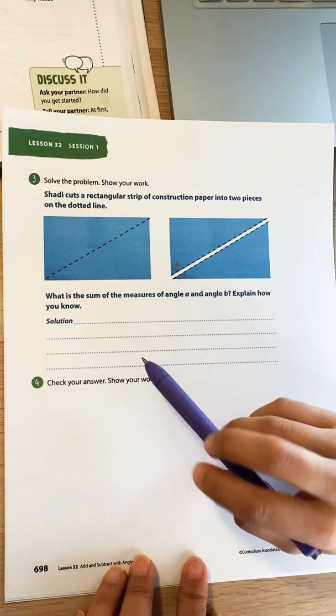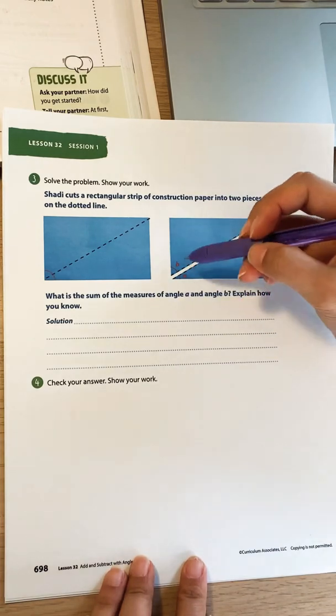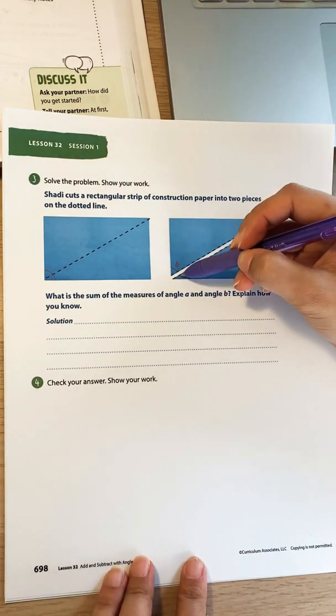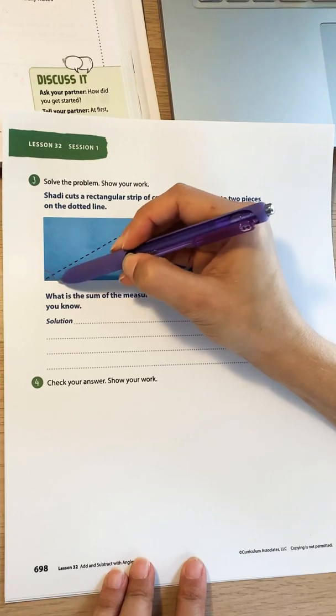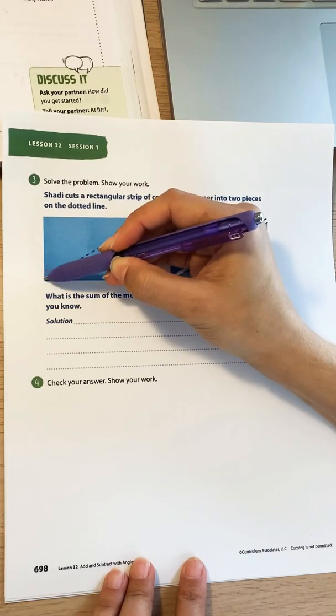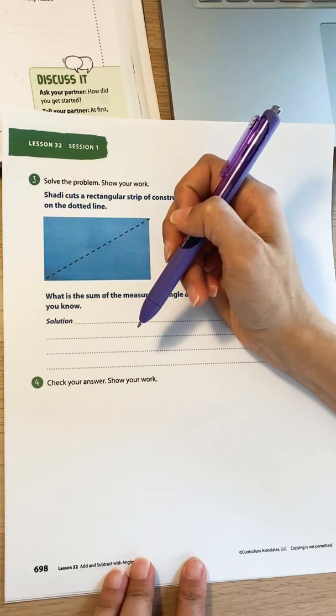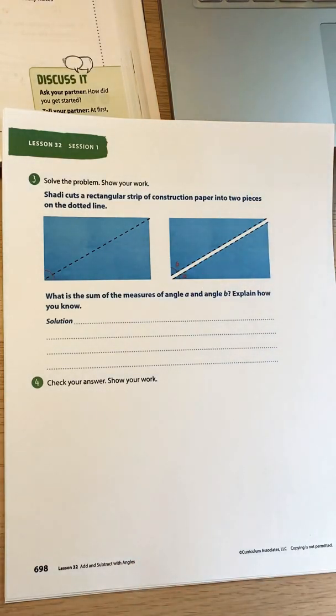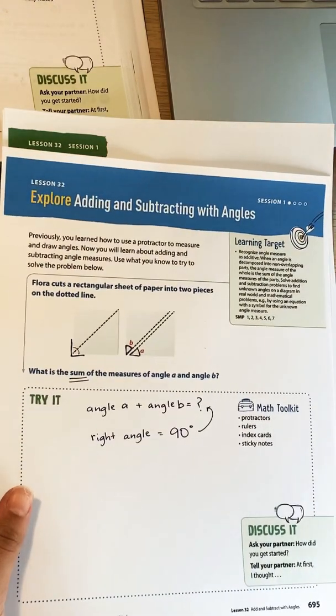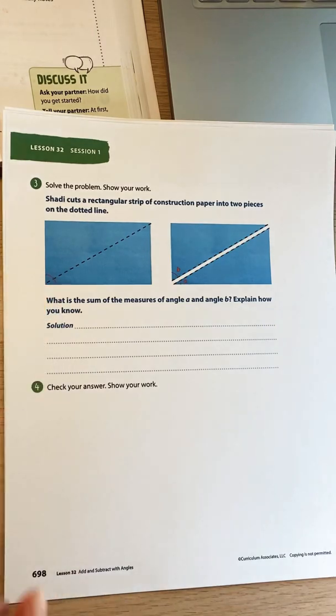Explain how you know. So we don't have a protractor. They didn't tell us what these measure to be. I don't know what degrees A is. I don't know what degrees angle B is. But what are they together? What would be the sum of both of them? Okay, so this is exactly like the first problem. Just like this one. How do we know what the sum is? What is that measure?